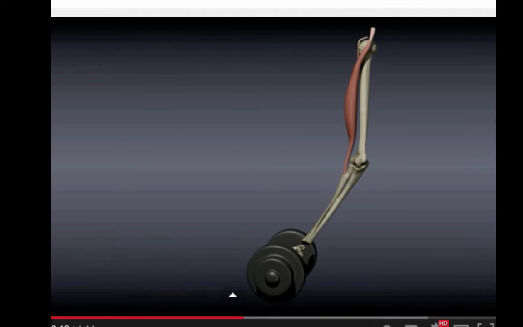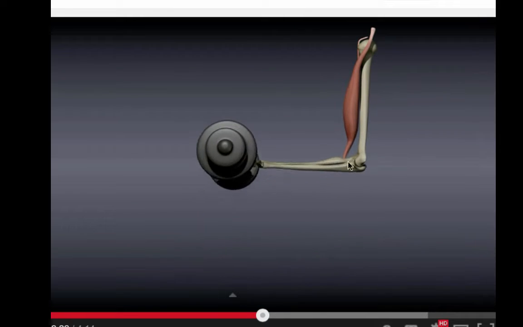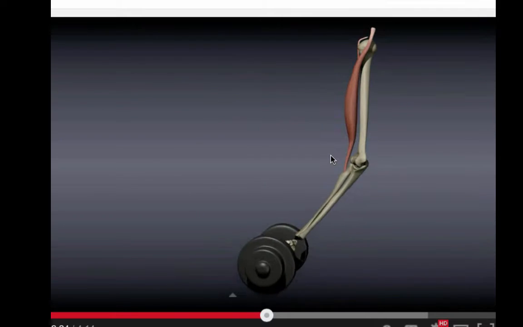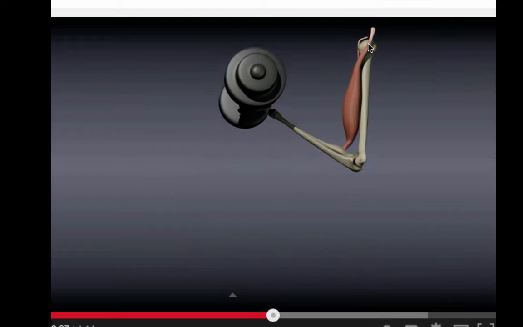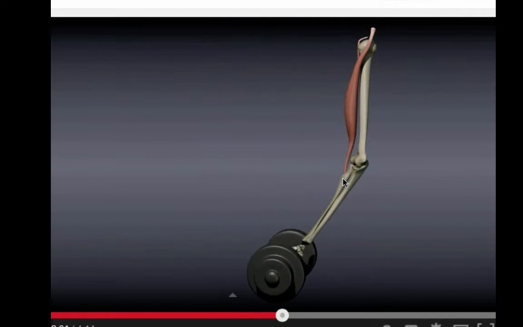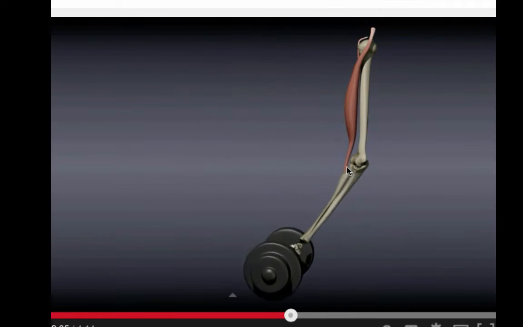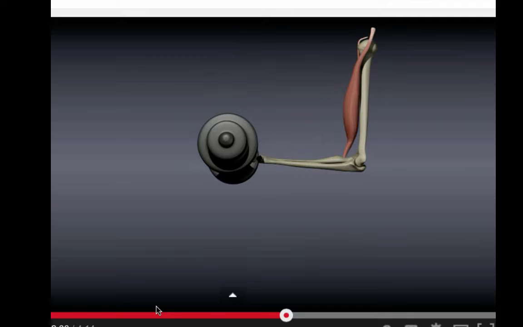This video shows the contraction of the bicep muscle as the arm is lifting a dumbbell. What you can see here is that we have the humerus up top, we have the radius and ulna in the forearm. The muscle is attached both at the humerus and at the bones of the forearm, and when the muscle shortens, when the muscle contracts, it pulls the forearm up towards the humerus.